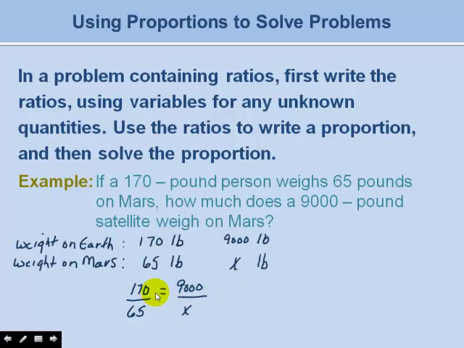Now that we've got our equation written, we can use our cross multiplication method to solve it. So we'll be multiplying the 170 times the x and the 65 times the 9,000. So that gives us 170x equals 65 times 9,000. If we multiply out 65 times 9,000, that would give us 585,000. So we're going to divide both sides by the 170.